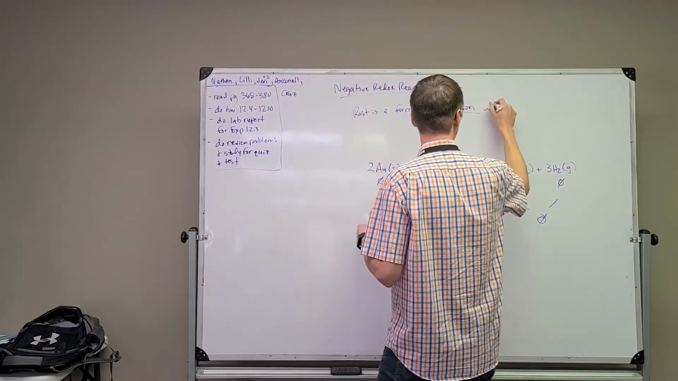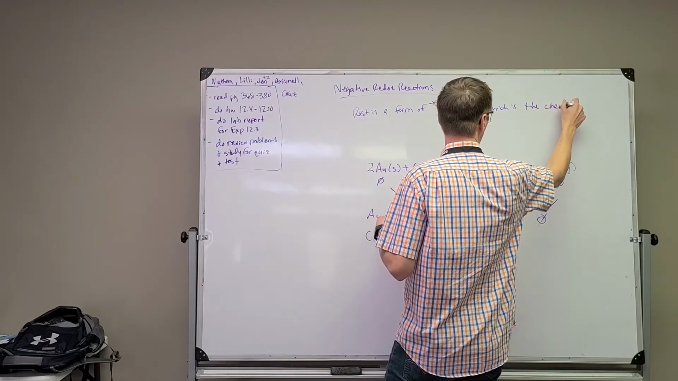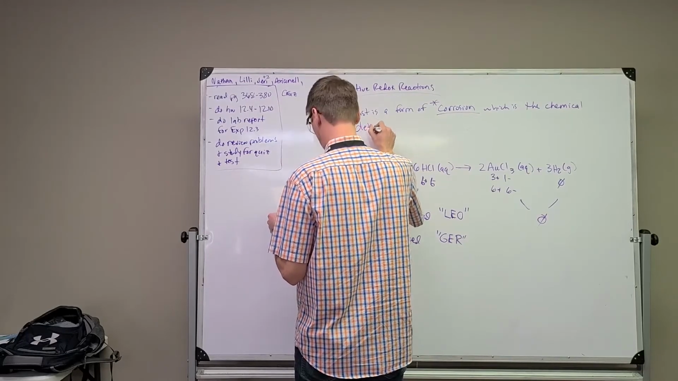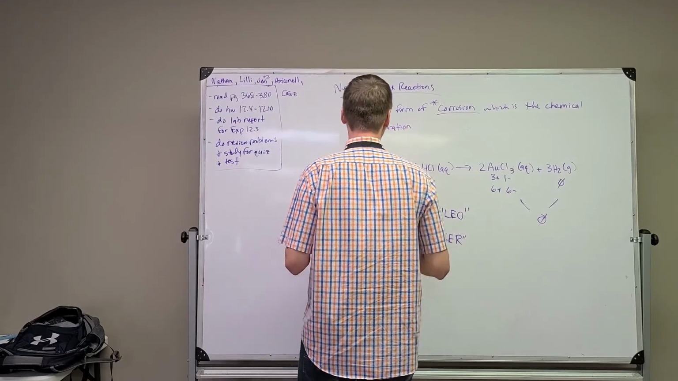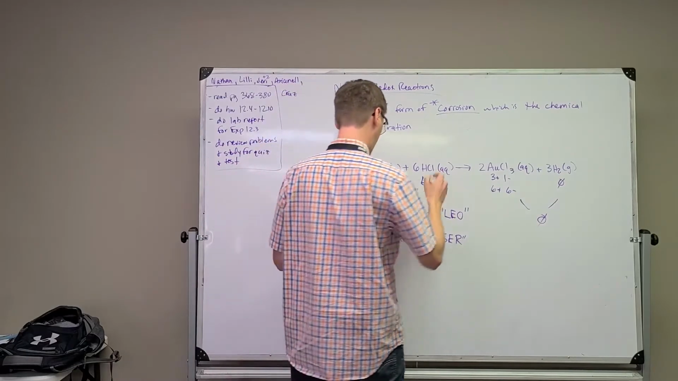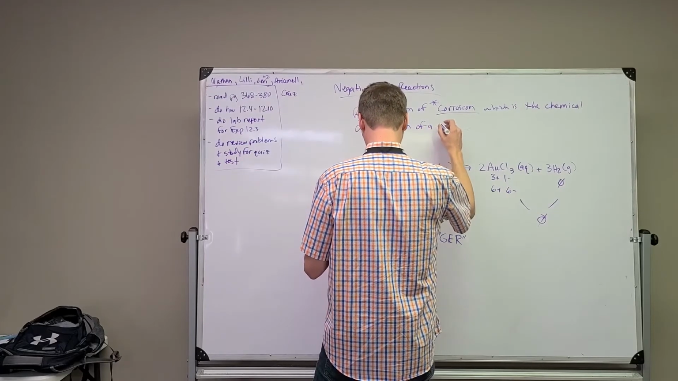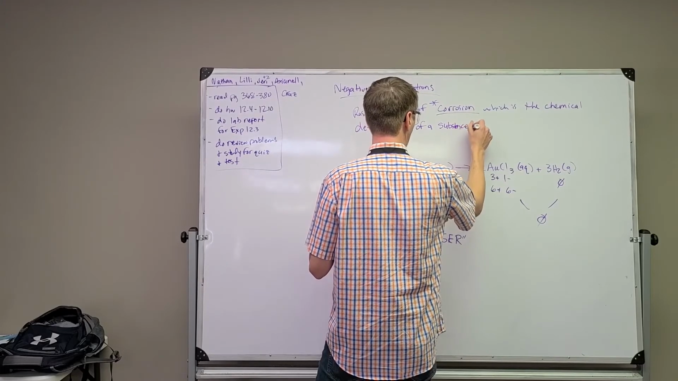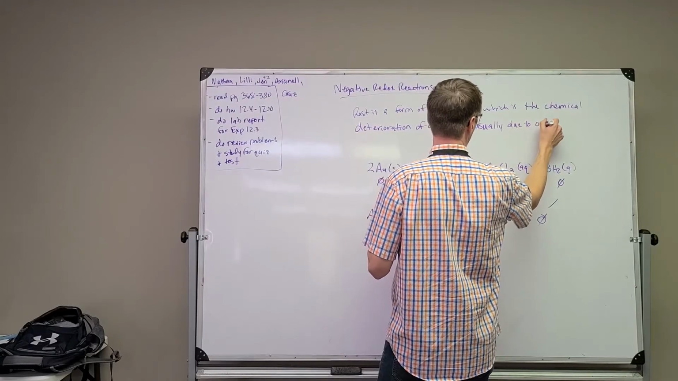Which is the chemical... This is a really weird word for me to spell because I don't pronounce it the way that it's spelled. Deterioration. But the chemical deterioration of a substance. And it's usually due to oxidation.